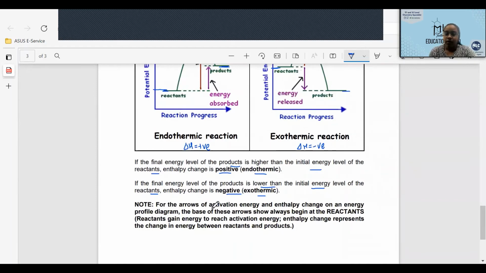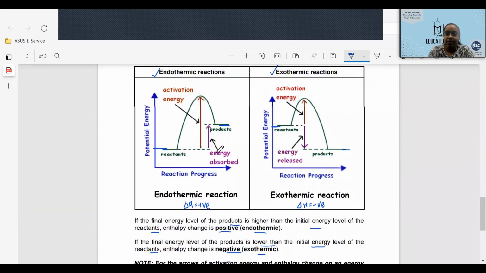Do take note, for the arrows of activation energy and enthalpy change on an energy profile diagram, the base of these arrows should always begin at the reactants. What does this mean? If you can see from these diagrams over here, the base of the arrow over here and over here always starts at the reactant side. Also, for your exothermic reaction, the base of your arrows always starts at your reactant side, never at your product side.